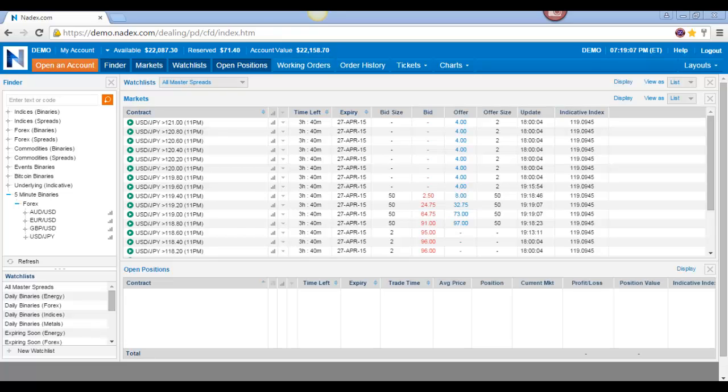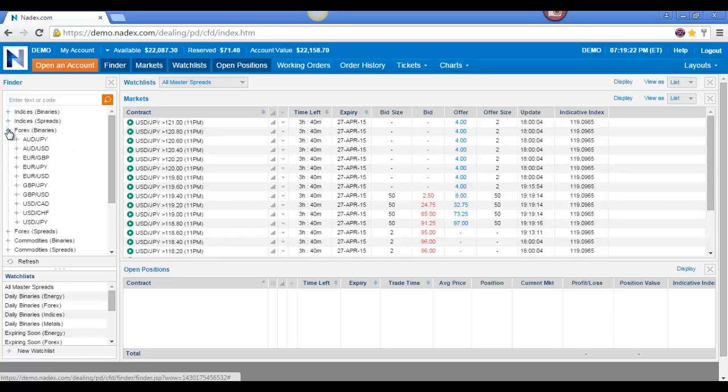So in the evening time, you do have hourly expirations on Forex pairs as well, all right? And you have five different Forex pairs that expire every hour. Then you have some Forex pairs that expire daily.